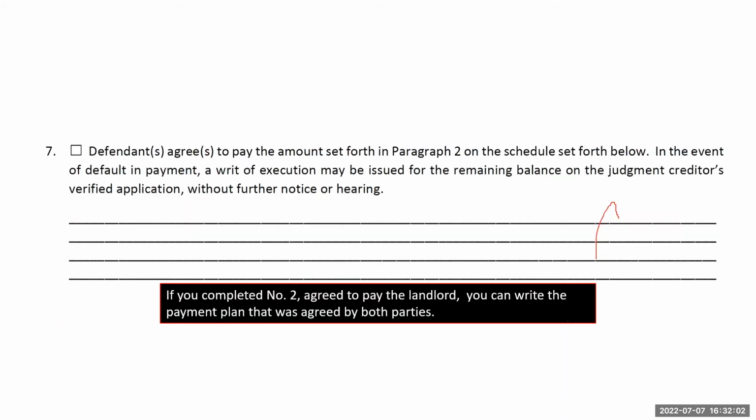Okay, so now we'll look at number 7. And so number 7, this is where you will be writing a payment plan if you agree to pay the landlord any type of money, which would be listed in number 2, right? So again, you want to make sure that you are able, if you do agree to pay the landlord any type of money, that you can make those payments, right? And so whatever payment plan you come up with, that would be included in number 7.